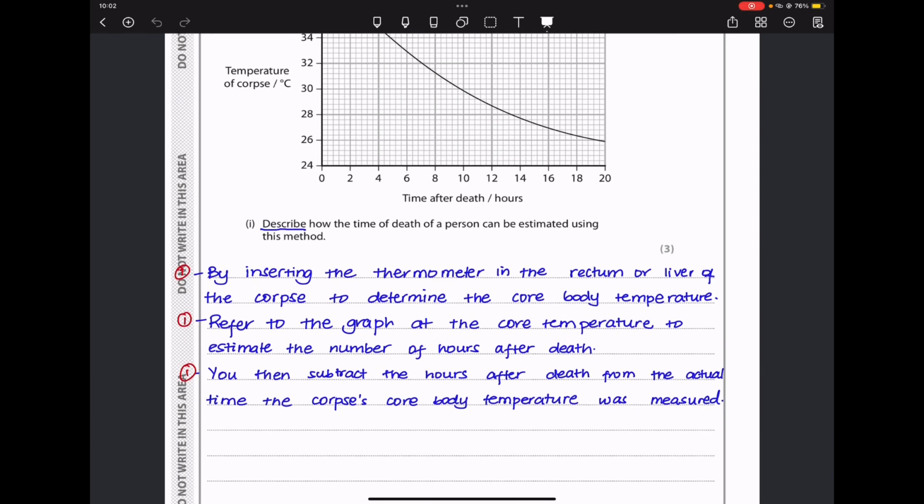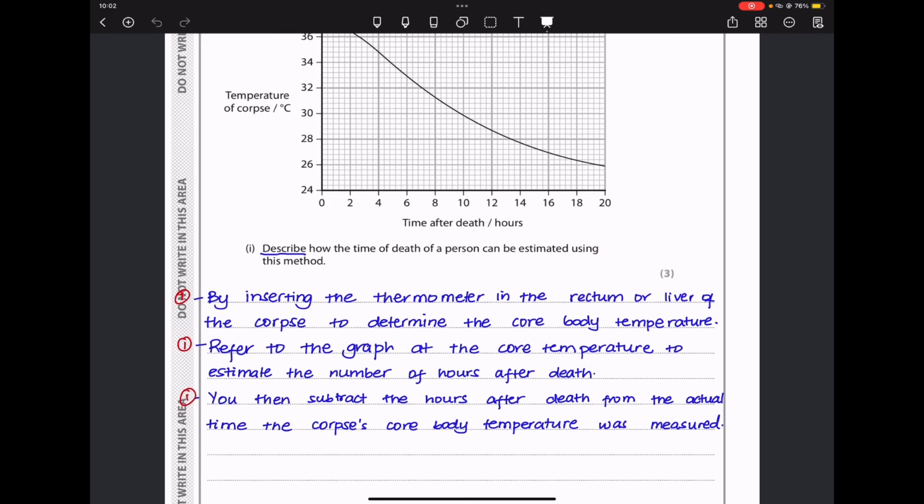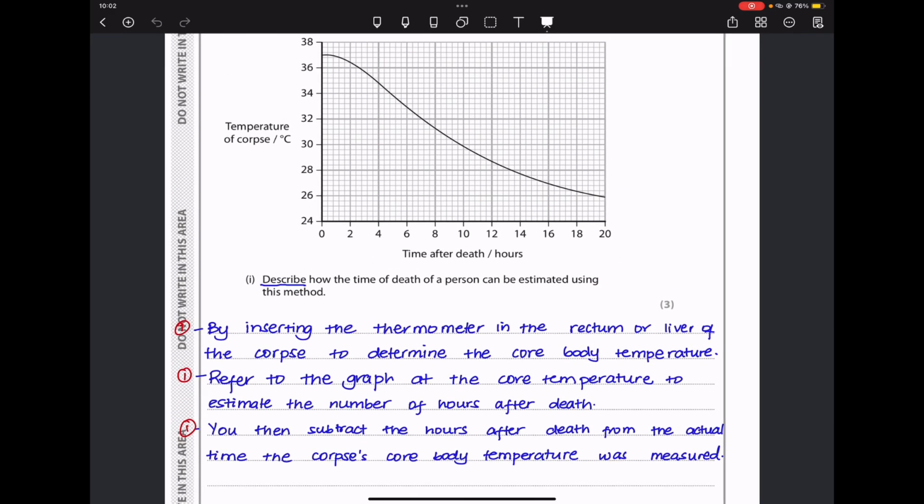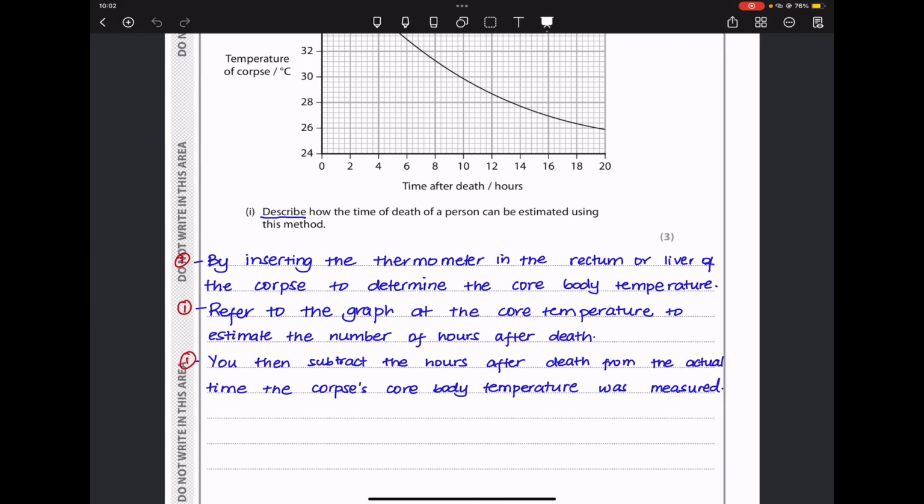The first part says describe how the time of death of a person can be estimated using this method. We're going to obtain the core body temperature, and then we will match the temperature to the graph that has been drawn for us so that we can estimate how many hours after death. So I said by inserting the thermometer in the rectum or liver of the corpse to determine the core body temperature, then you refer to the graph at the core temperature to estimate the number of hours after death. You then subtract the hours after death from the actual time the corpse's core body temperature was measured.